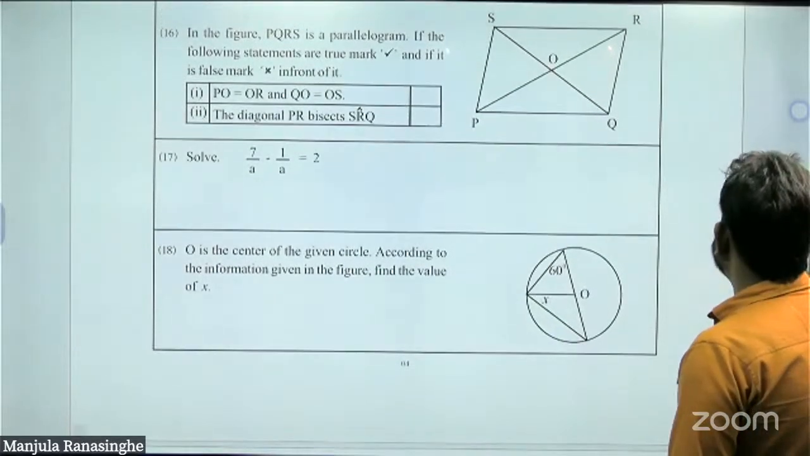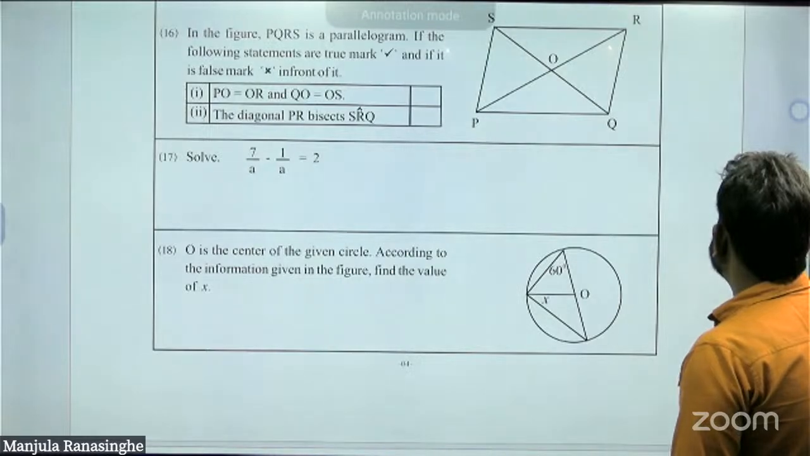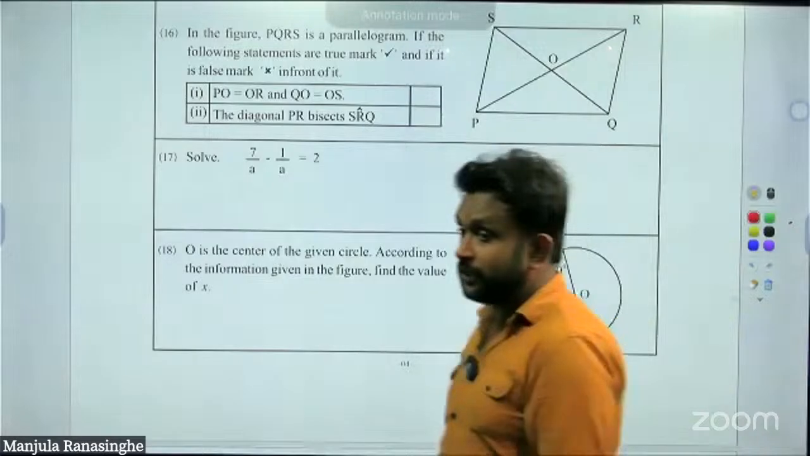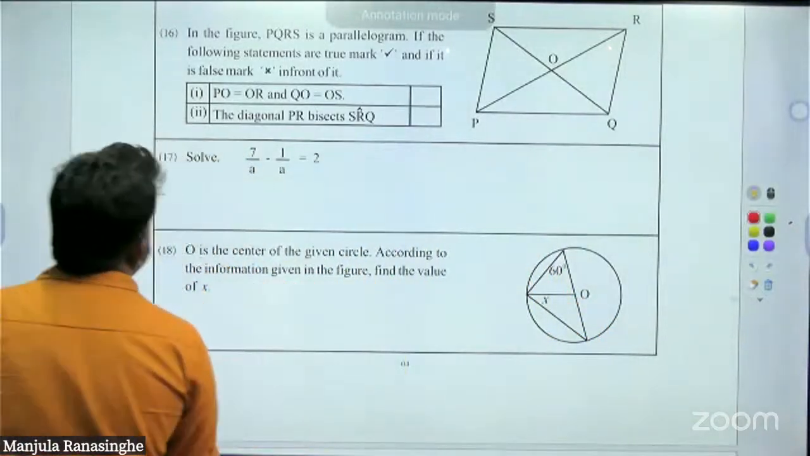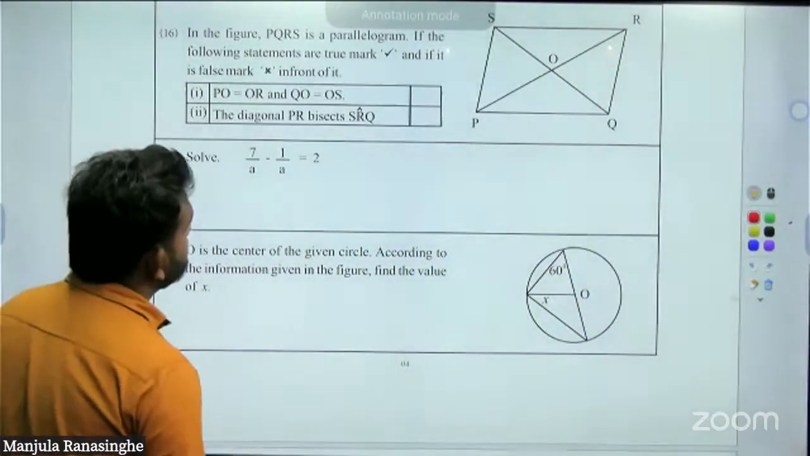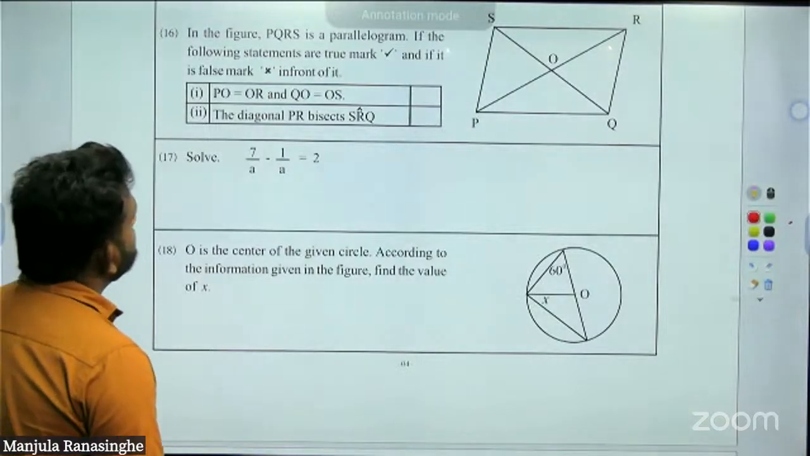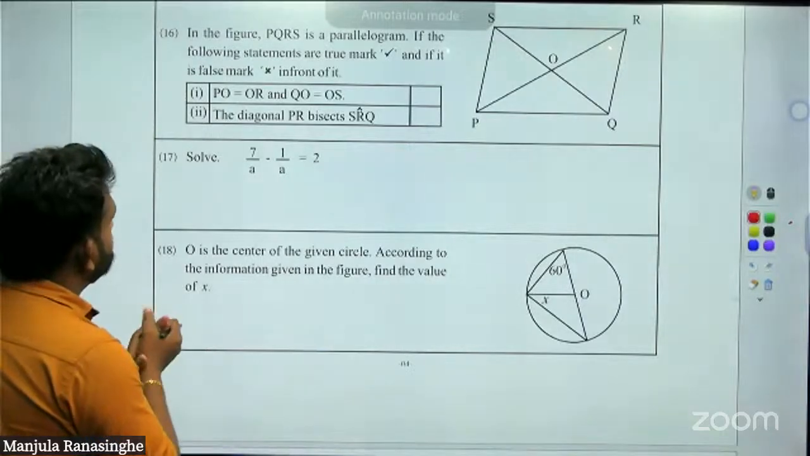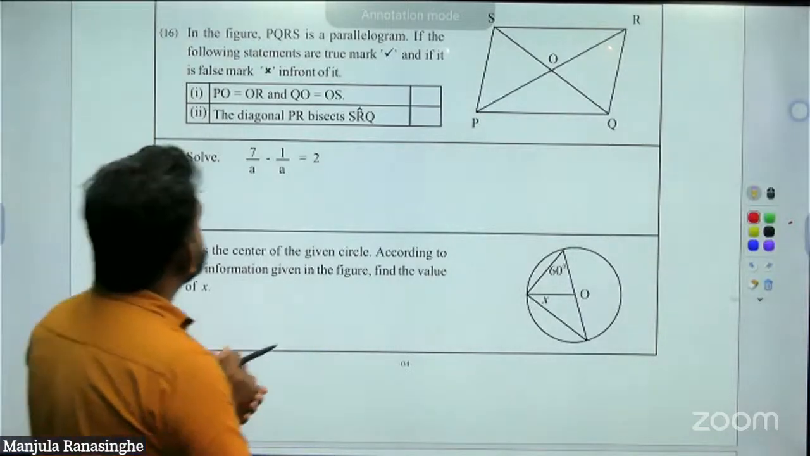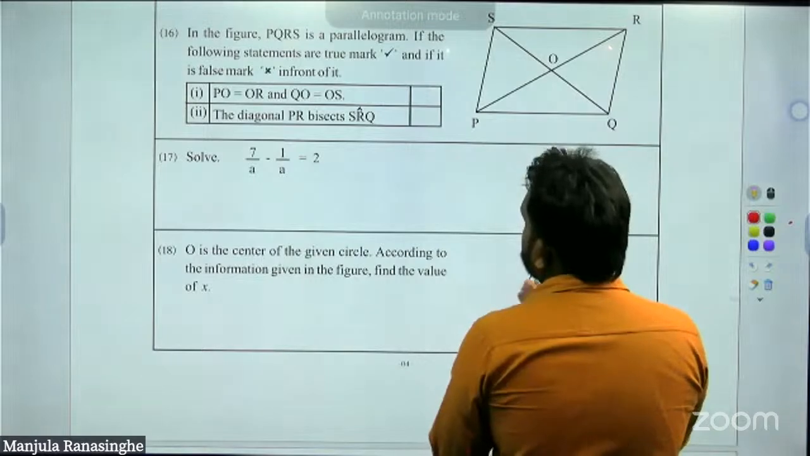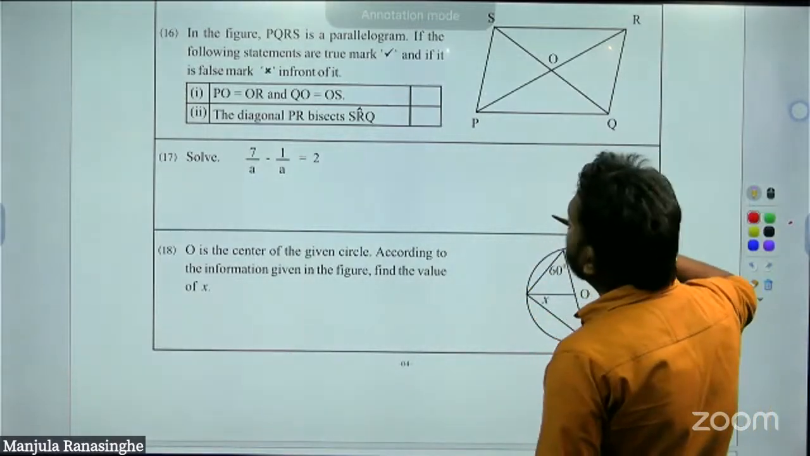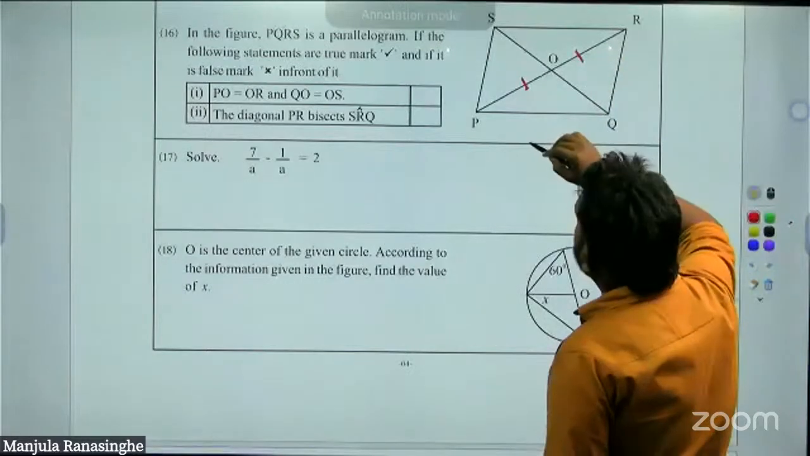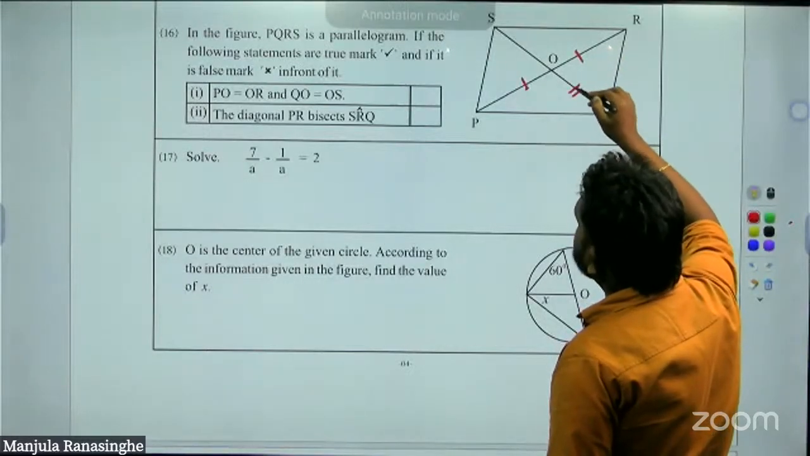Right. Now we are moving to question number 16. In the figure, PQRS is a parallelogram. If the following statements are true, mark true, and if false, mark false. This is a parallelogram, right? They are saying that PO equals OR, and QO equals OS.